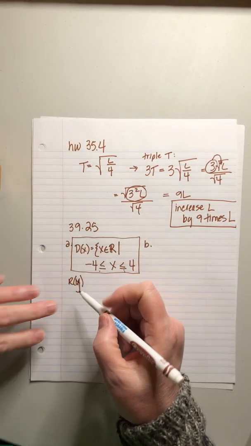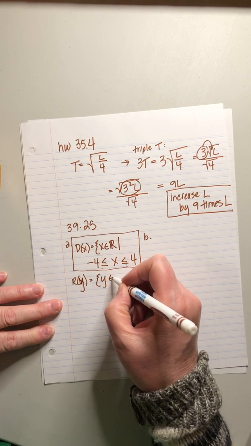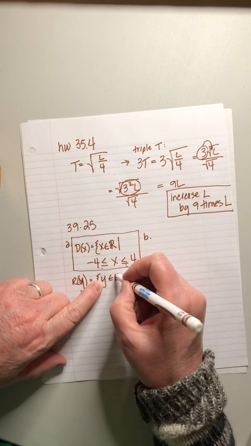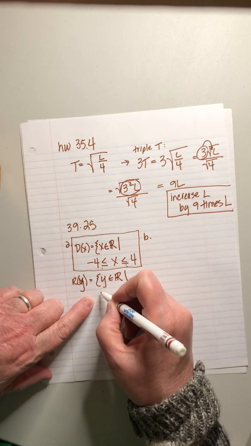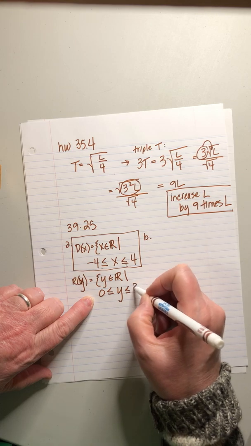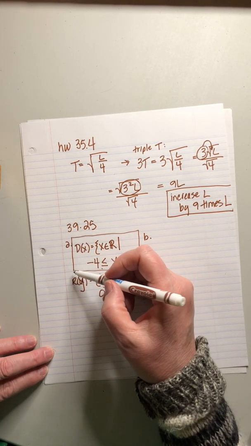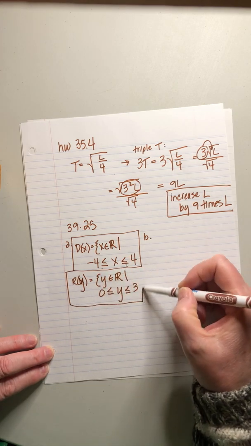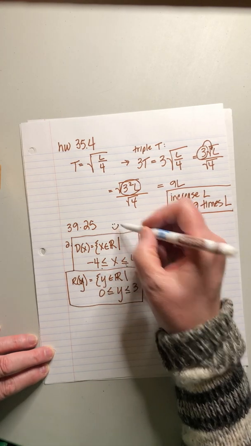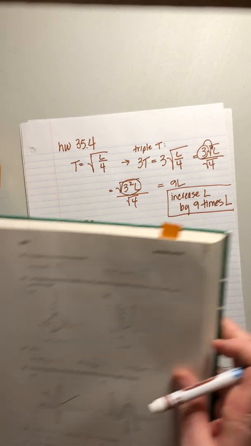So we say that the range of y is the set of real numbers y such that 0 is less than or equal to y is less than or equal to 3. And I'm double checking, yes. Okay. B, we're going to do the same thing.